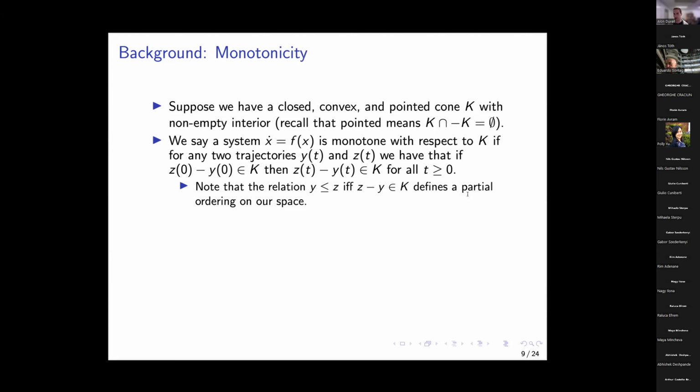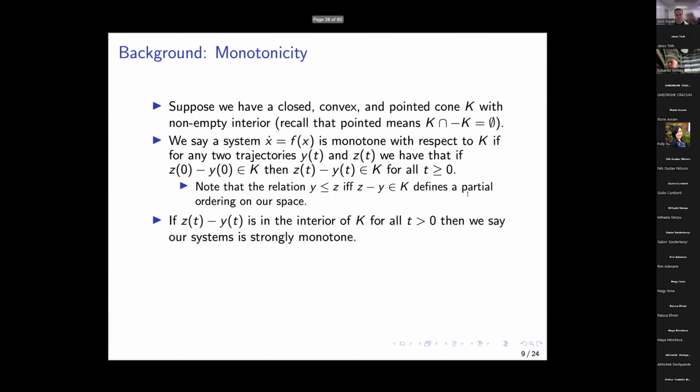And one can check that given the condition of the cone, this is in fact a partial ordering. So the system preserves a partial ordering as it evolves. And one other important condition, strong monotonicity. Monotonicity is just preserving the partial ordering. Strong monotonicity means if this vector is initially on the boundary of the cone, then in arbitrarily small time, it gets pushed to the interior of the cone. So things are getting pushed off of the boundaries of the cone.